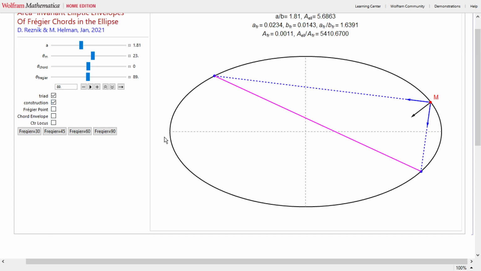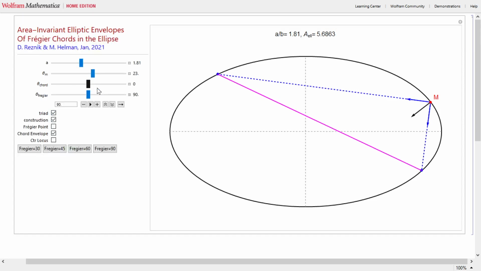Here we are. Now the question is, I've deviated from the Frégier 90-degree construction. What's going to happen to the envelope of these lines? Are they still going to be a point? Let's draw them. Okay, so let's go back to 90 degrees. It's a point. It's called the Frégier point along the normal.